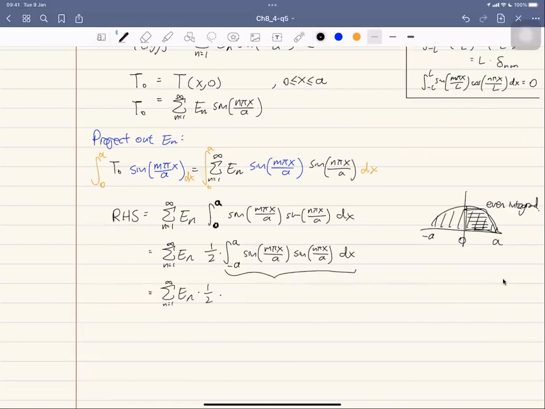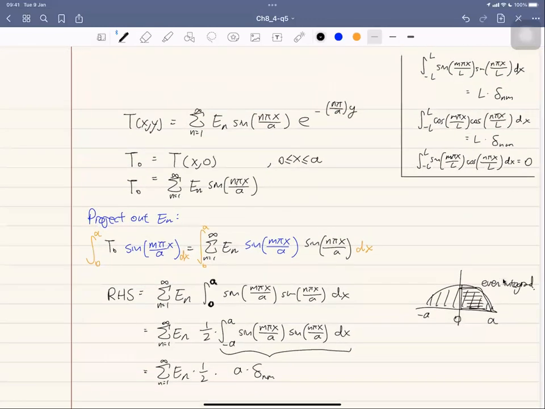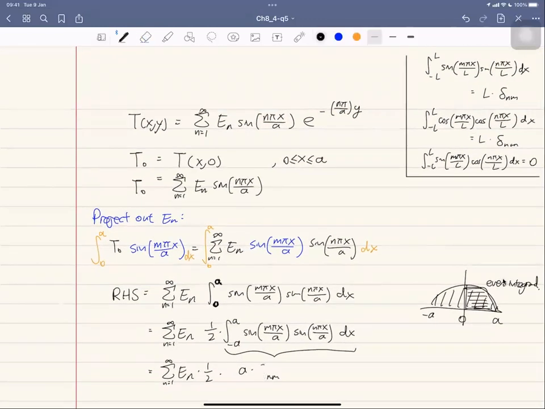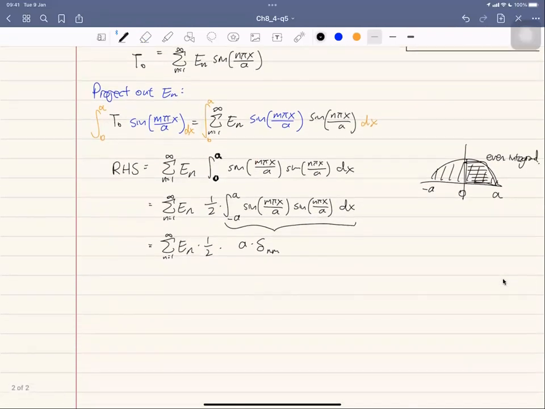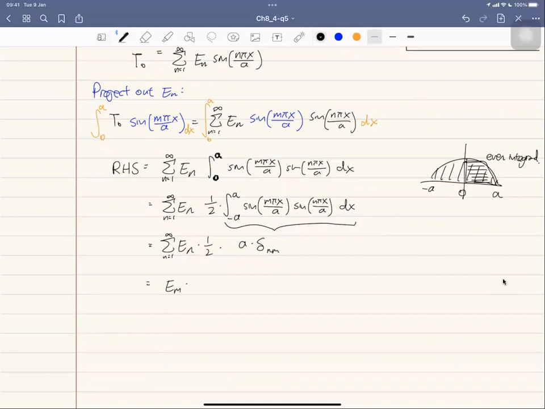Now I can just quote the result. This part equals a times delta nm, if you look back at the identity on top over there. Now I'm summing over here. So the quick answer is this is just em times half a. But where does this come from? It's because you can split this into all the n's that are not equal to m plus the term where n is equal to m.